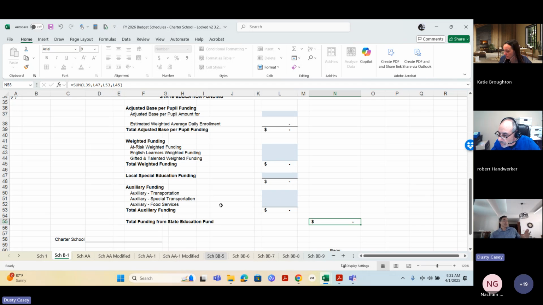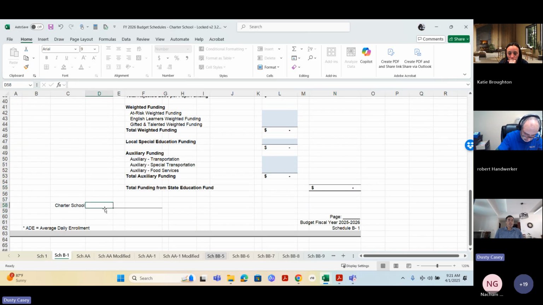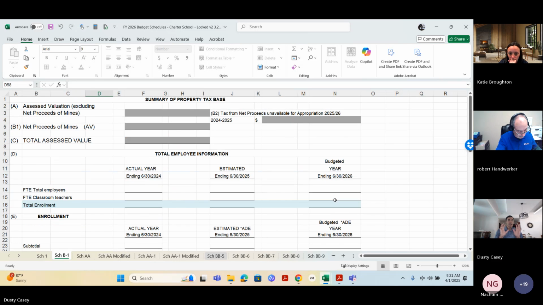Now you'll notice on this tab that your quarterly special education payments are not on here. That's because those are not technically part of the PCFP funding coming out of the state education fund. Those are separate, but your local SPED funding, that's part of your local special education dollars, that's really general fund dollars, that does go on here. Okay, and again, list your charter school down here, and then you're done with this tab. I'll stop there. Any questions on schedule B1?